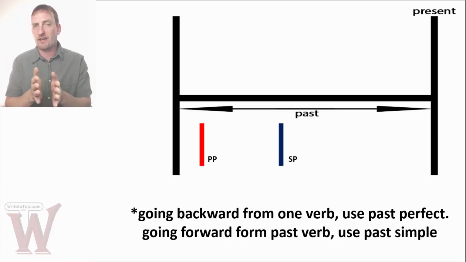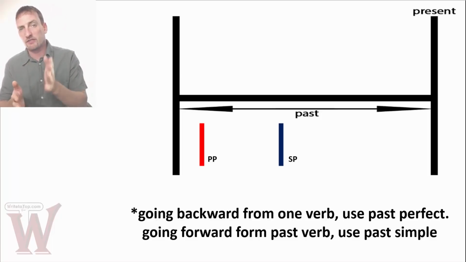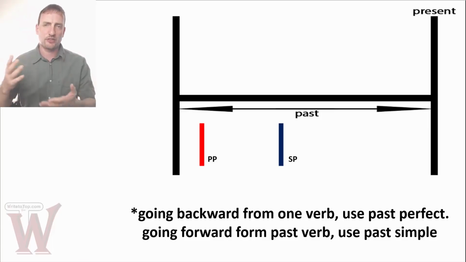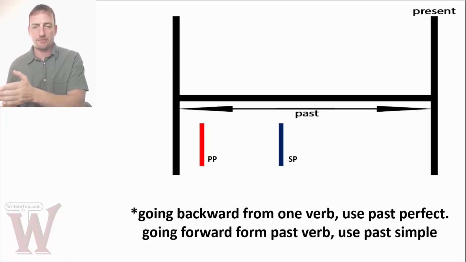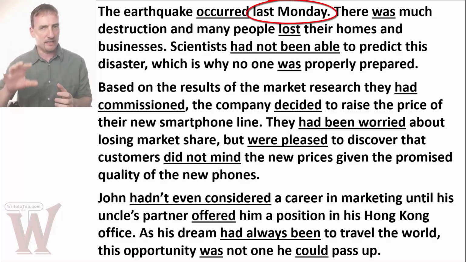If you're going backward in time in relation to another action, past perfect. If you're going forward in relation to that action, but still in the past, simple past. Of course, there are some situations where you're going to use the simple present as well, or the past perfect, but I'll explain those as we go. So going backward, past perfect. Going forward, simple past. Now, let's look at a few examples. The earthquake occurred last Monday. Last Monday, we have the time expression.